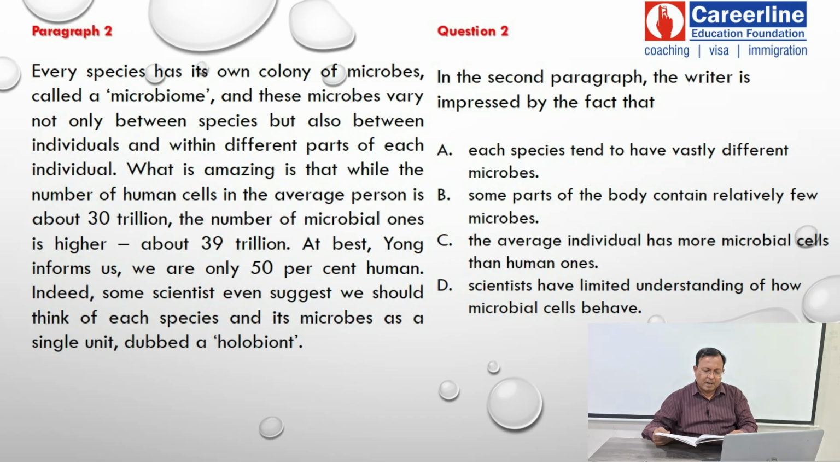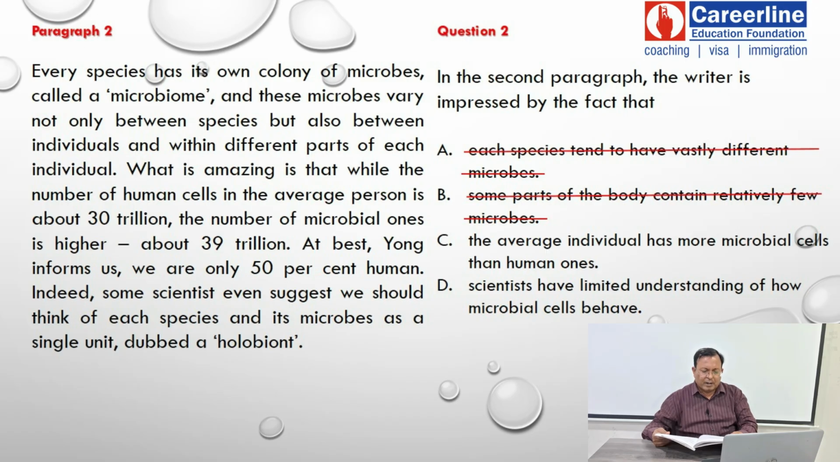The first option is each species tend to have vastly different microbes. So, it was mentioned that each species have different microbes in different parts of the body. But was the writer impressed by it or not? A writer's opinion is not mentioned over here. So we are just keeping it as half truth and we are eliminating this option. The second option is some parts of the body contain relatively few microbes. No, the microbes in different parts of the body were mentioned, but the number was not mentioned. So this option is also obviously wrong.